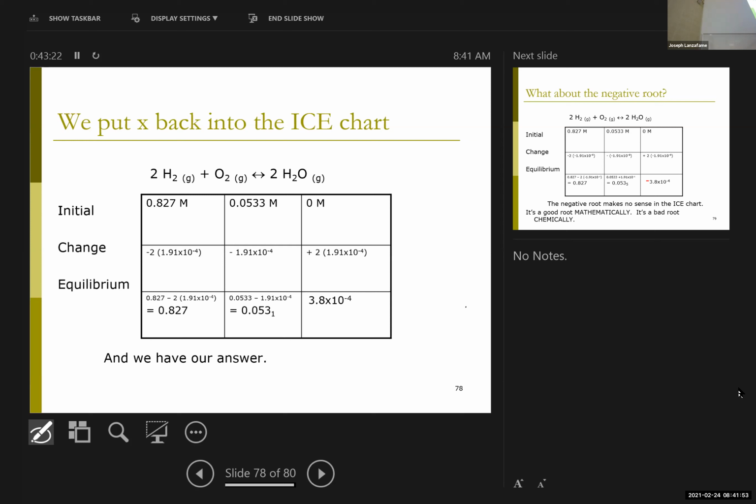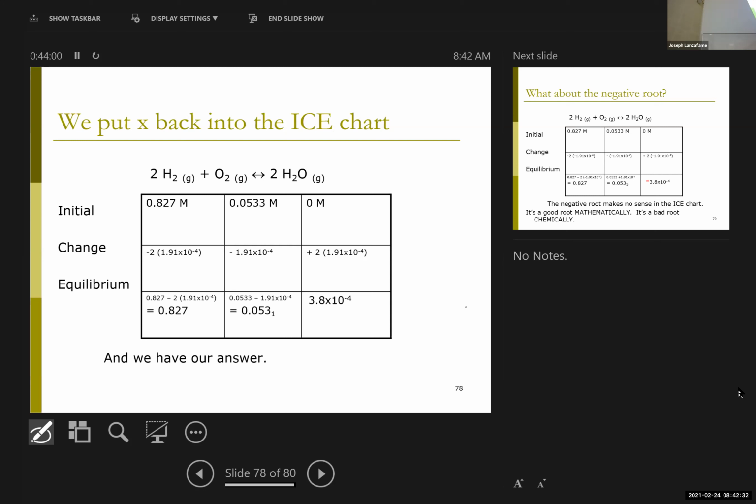Except in this case, there is. But it has nothing to do with x itself. X can be either positive or negative. What you cannot have is a negative amount left over. You can't have negative moles of something. In this case, if x were negative, because my water is 2x, I would have negative 3.8 times 10 to the minus 4 molar water. That makes no physical sense. You cannot owe the universe water.